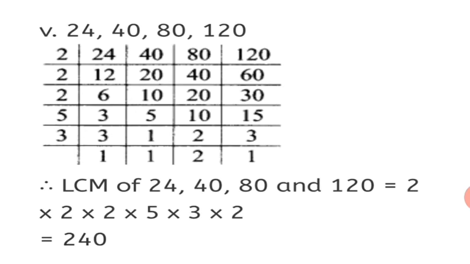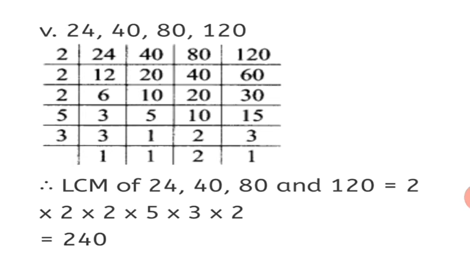Fifth sum, we have four numbers to be factorized: 24, 40, 80 and 120. All are even numbers, so we can divide them by 2. 2 12s are 24, 2 20s are 40, 2 40s are 80, 2 60s are 120. Again they are divisible by 2. So 2 6s are 12, 2 10s are 20, 2 20s are 40, 2 30s are 60. Again, they are divisible by 2. So we continue. 2 3s are 6, 2 5s are 10, 2 10s are 20, and 2 15s are 30.